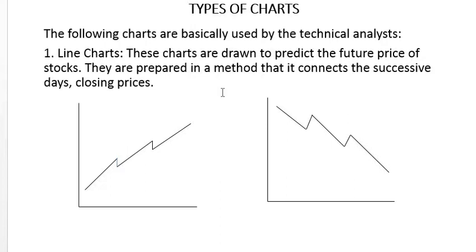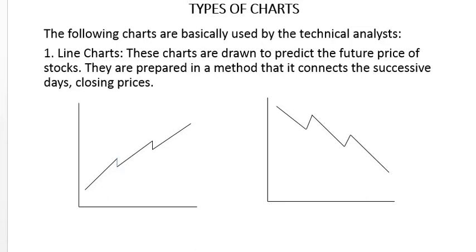These charts are drawn to predict the future price of stocks. They are prepared by connecting the successive days. That is, we represent here the closing prices of stocks. We are not going to consider the other aspects of the stock. Generally we will take the closing prices. This is the days line, this is the price line. Here is the first day price, and it has been going on. This is an increasing trend of prices. This represents a decreasing trend. So the prices have been falling, and this is how the line graph is represented.